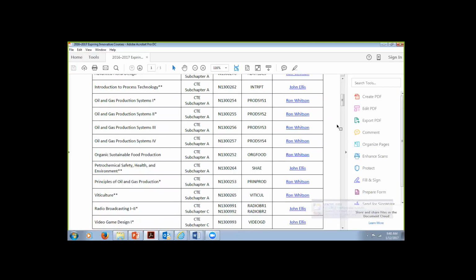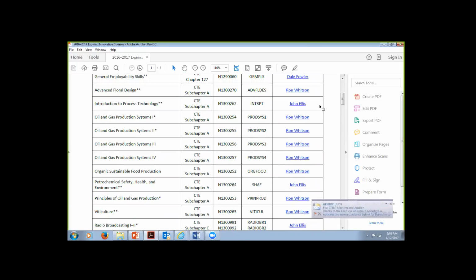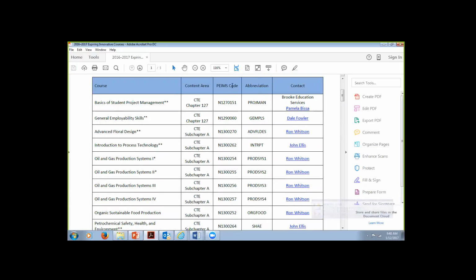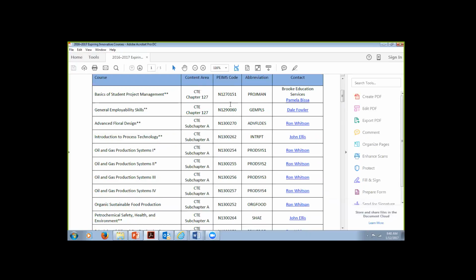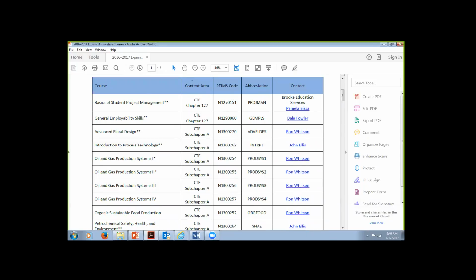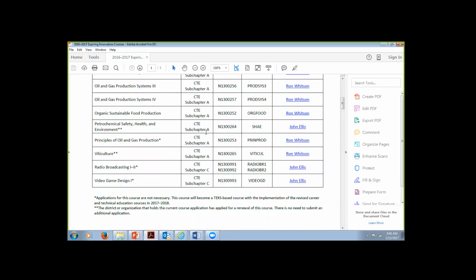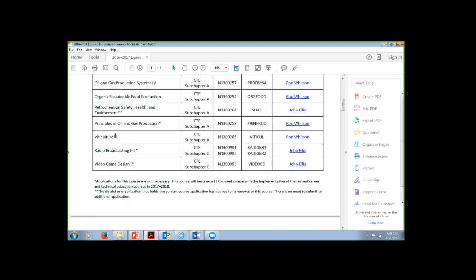But if you notice the way that this document is written, it gives you the name of the TEA point of contact. It gives you the abbreviation, the service code or the PEIMS code, the 8-digit class code, the content area, chapter 127, and then this is going to be CTE subchapter A. But what happens is if you look over here, there's asterisks. The application for this course is not necessary. This course will become a TEKS-based course with implementation of the revised career and technical education course.